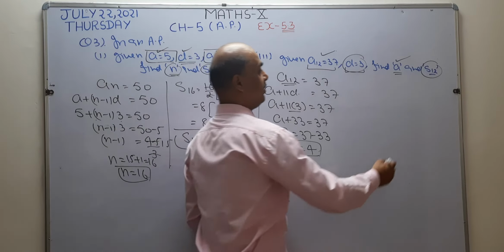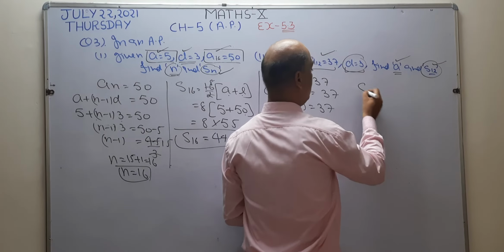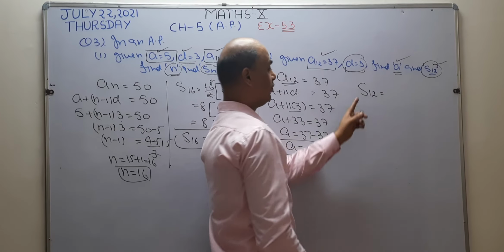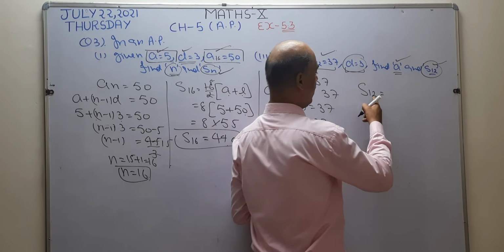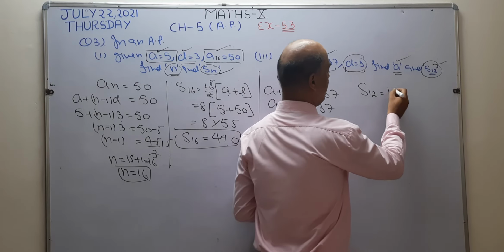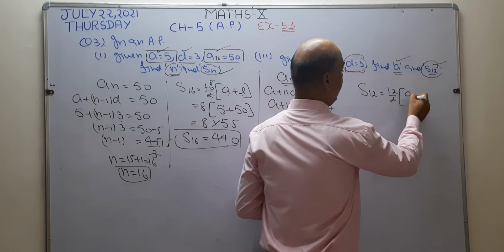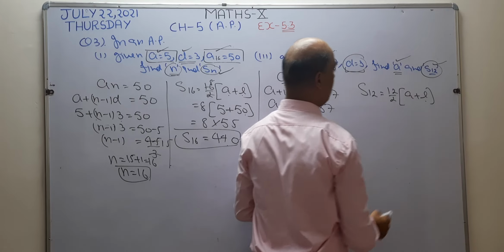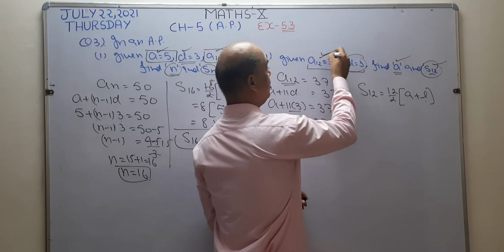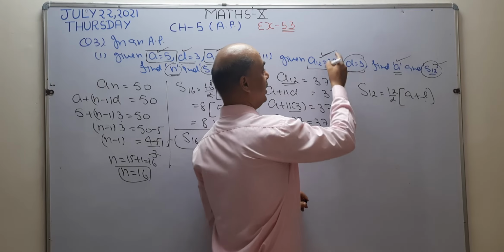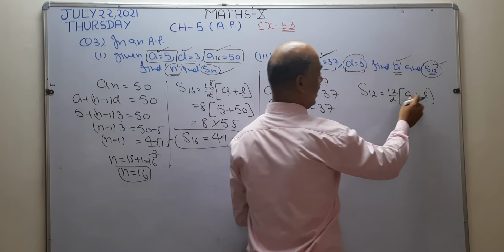Now in the second part we are going to find the value of S12. It means the sum of 12 terms. So the formula for the sum of 12 terms is 12 by 2 (a + l). Why do I use this formula? Because the first term a is given and the last term is also given. The 12th means the last term. Last term and first term are given, so I use this formula, a plus l.